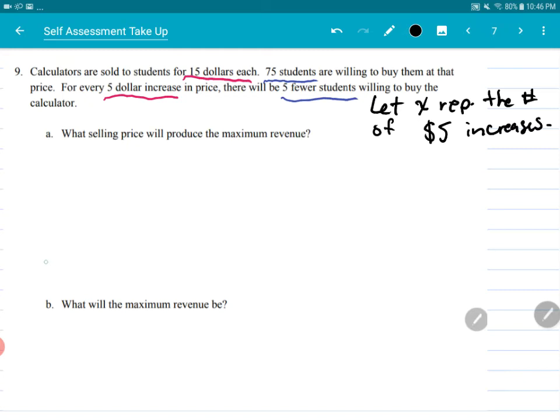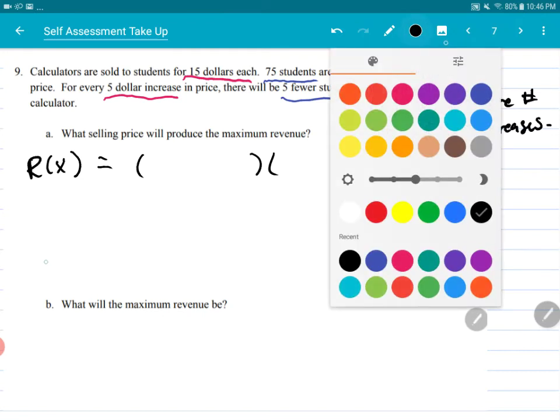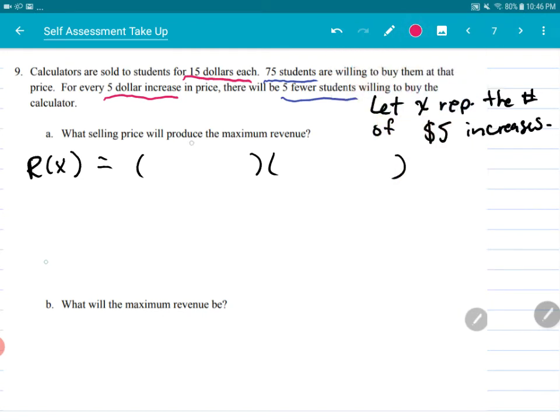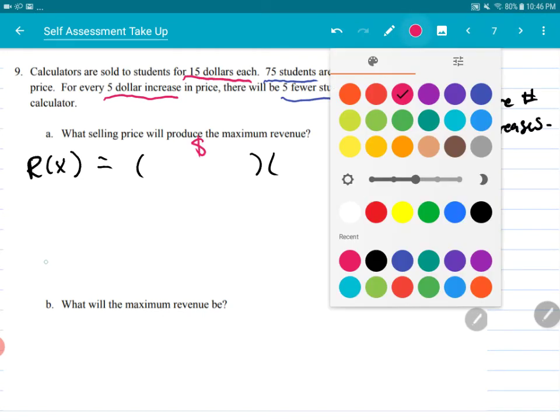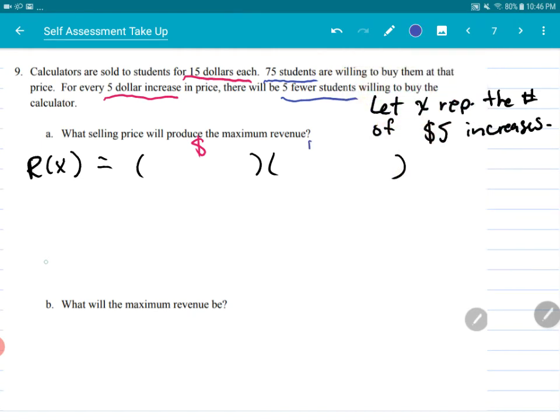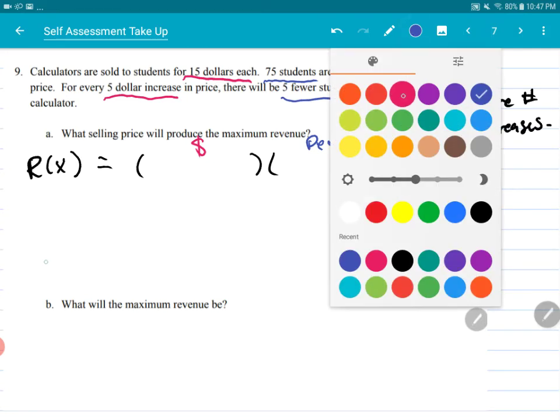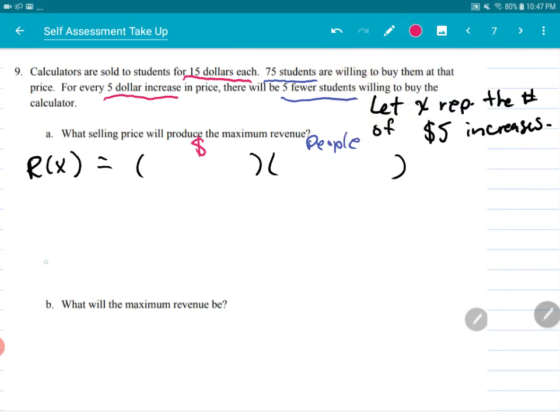So we're going to set up our f of X. I guess it's revenue, right? This is a revenue question, so let's call it R of X. And we're going to have 2 brackets here. One is going to be for money, and one is going to be for people, or sometimes it's items. So we always start with the original thing. What did we start with?